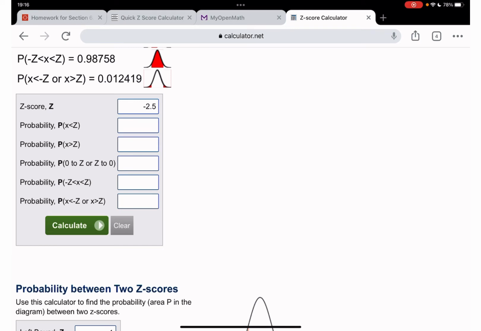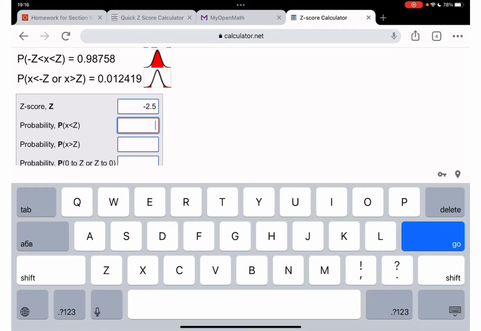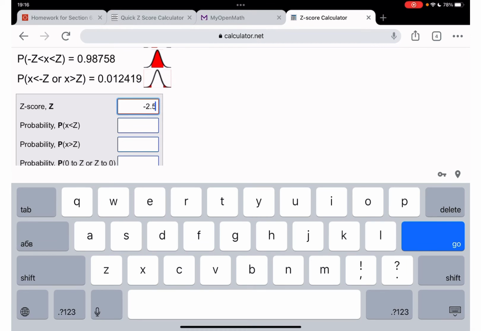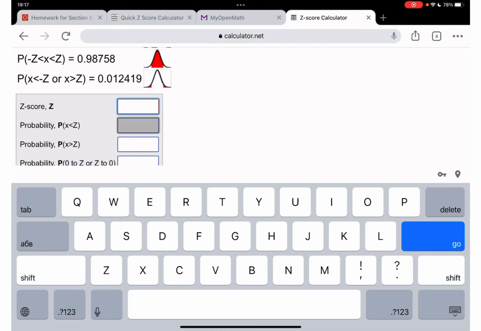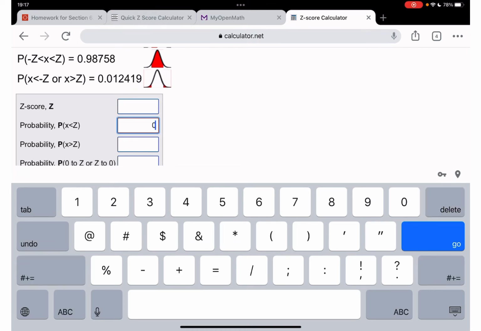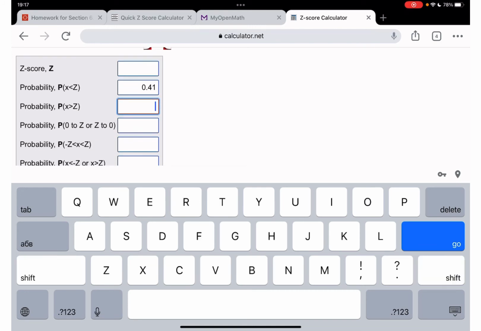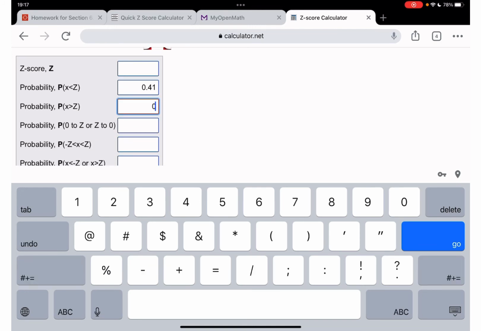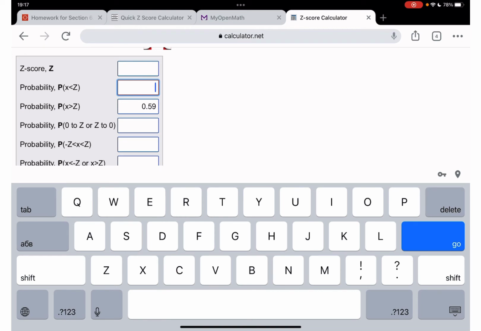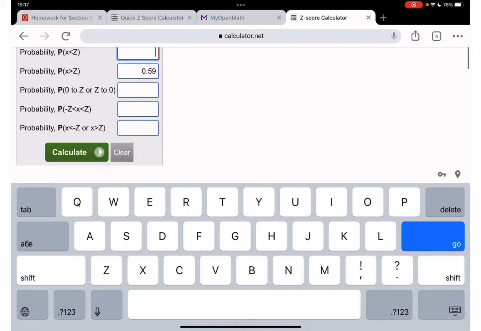Where is it? Yeah, we need to get 41%. This one is going to be less than, hold on, which is going to be 0.41. Since I already subtracted, I'm taking x is less than z. Or I can put 0.59 for more than, because it's asking for more. So we put 0.59. It's not a big deal because it's x is greater than. And we click calculate.